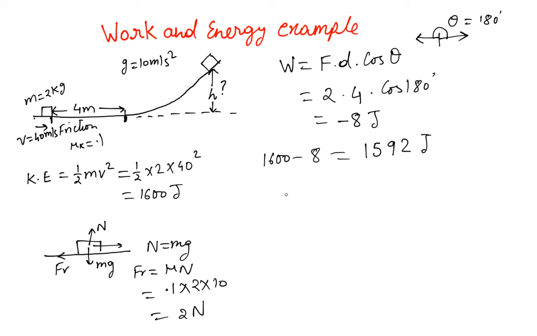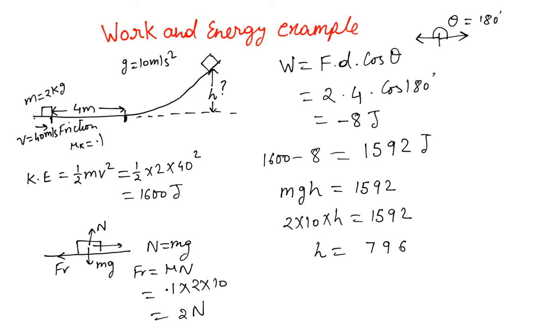And what is the expression for potential energy? Well, it's given as mgh, which should be the same as 1592. So 2 multiplied by 10 multiplied by h equals 1592, and h turns out to be 79.6 meters. Well, that's a lot of distance, but in problems we can do anything. I hope it's clear.